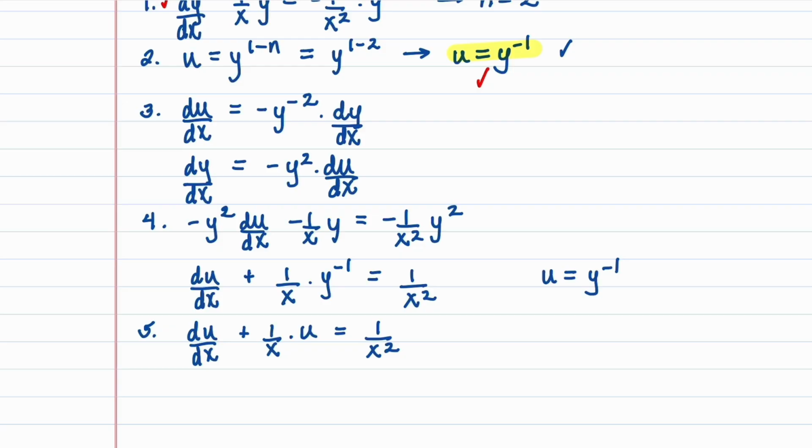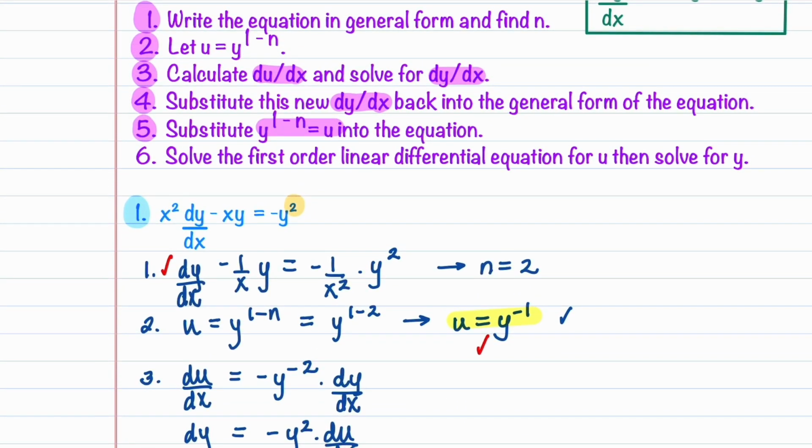Notice that this equation is a first-order linear differential equation, and we already know how to solve this. If you need a review on solving this equation, I have a video on that you can watch. Let's go back up one more time, and let's look at step 6. For step 6, we have to solve our first-order linear differential equation for u, and then we have to make a substitution and get our solution in terms of y.